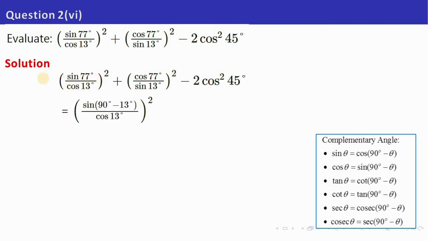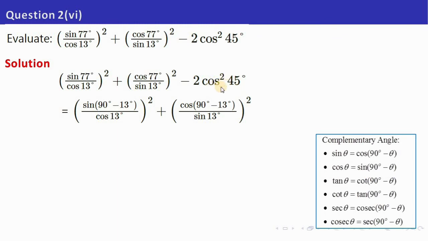So let me change the numerator. Here the 77 can be written as 90 minus 13. All right. Similarly, here also cos 77 degrees can be written as cos of 90 minus 13. Now if you see here, we have cos square 45 degrees, right? That is the square of cos 45 degrees.